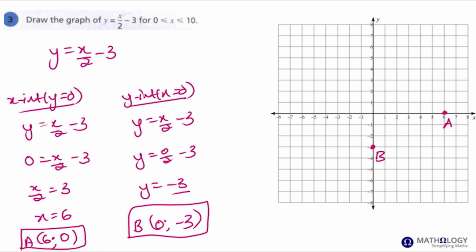And now we just connect those 2 points. And again, arrowheads at the end of the line, indicating the line continues to positive and negative infinity.